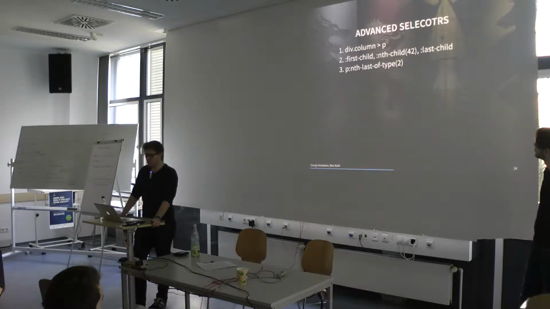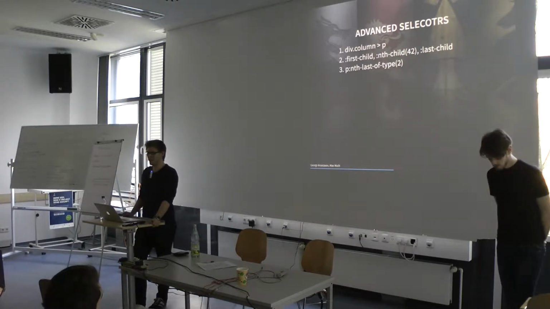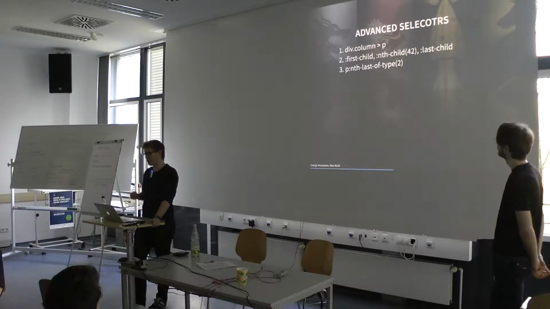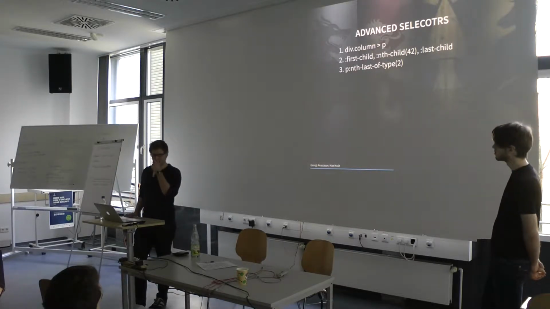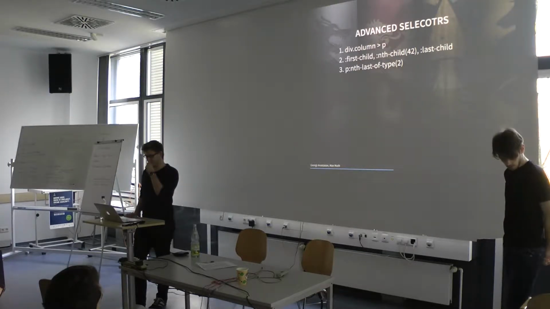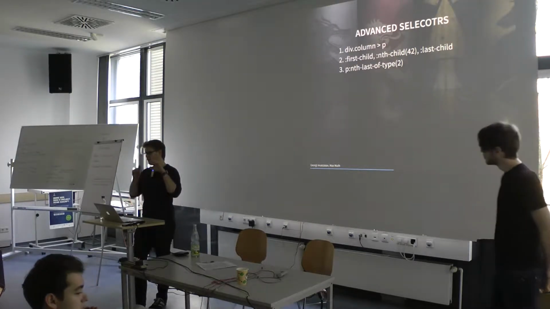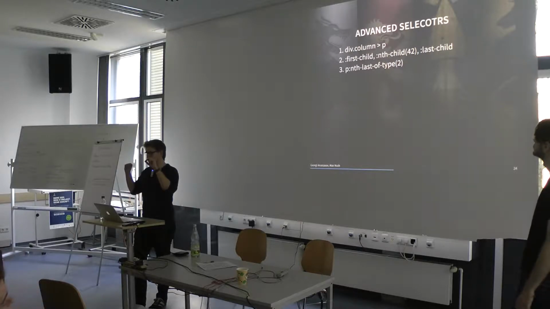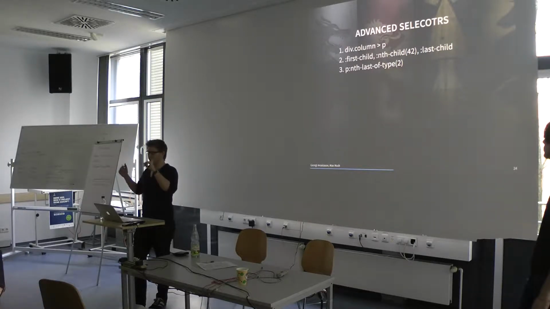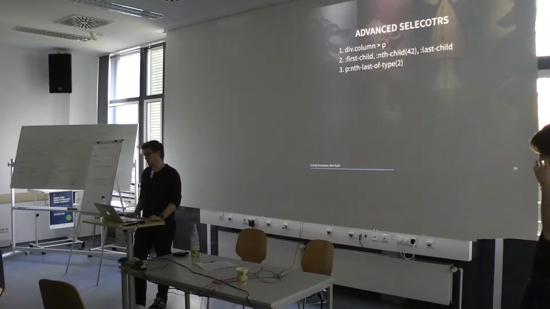At the first example, we are selecting a paragraph, which is a child of a div with the class name column. If you think about the examples before, we have a div container with class column, and inside we have one or more paragraph elements.